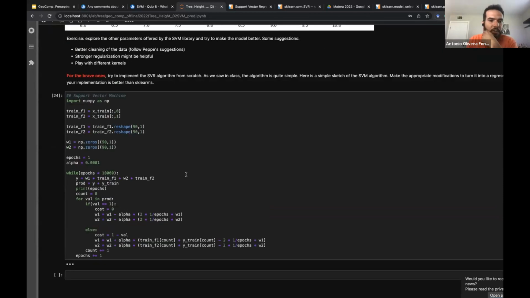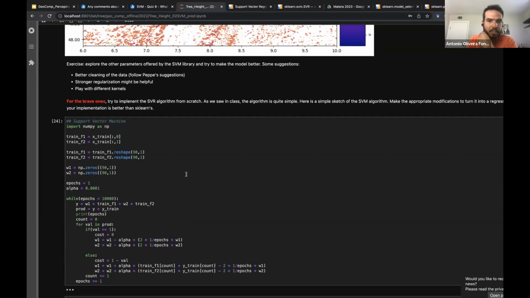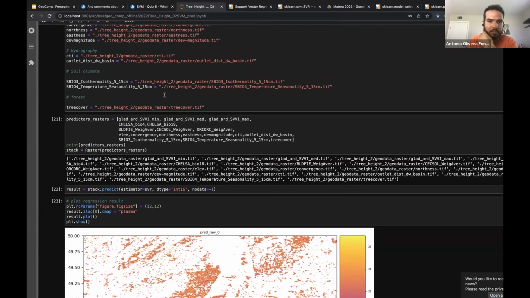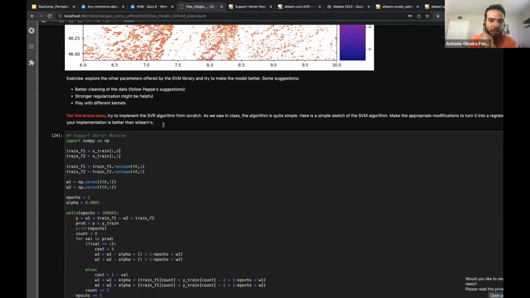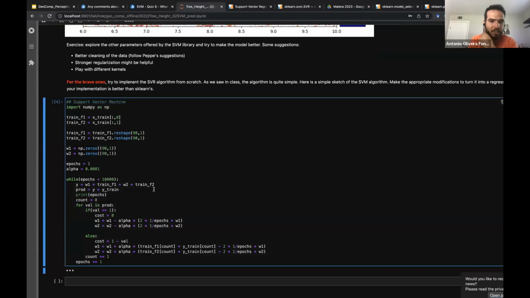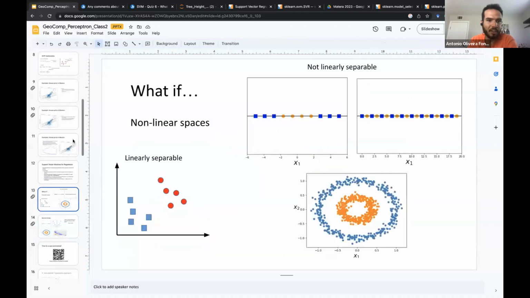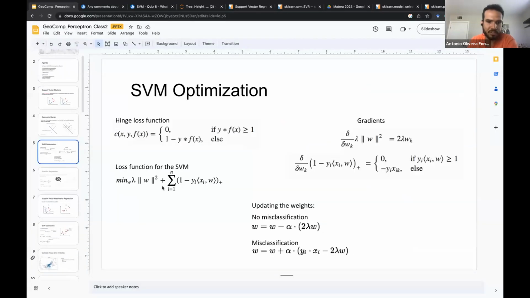I put this thing here for you guys to play with if you want. Support vector regression is using this implementation from sklearn. But if you want to see how these things actually work behind the scenes, I put this implementation that's done from scratch, which basically implements what we saw in the lecture here.